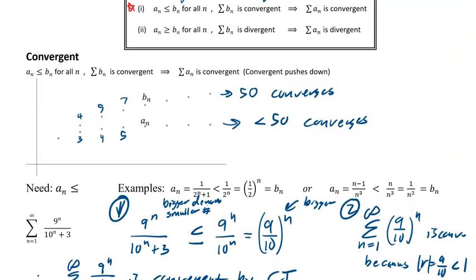So if you want to show that it converges, you need to find something bigger that forces the other one down, is the way you want to look at it. That it's saying I converge, so you will converge as well.